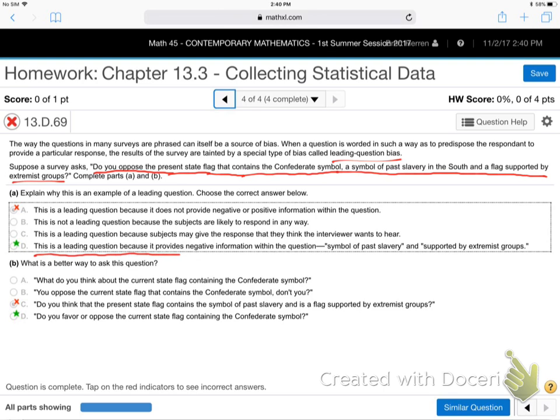This is leading question bias because it provides strong negative information. What's a better way? Do you favor or oppose the current state flag with the Confederate symbol? Just neutral, right? I mean, we laugh, but today, real life, people supposedly do these surveys all the time, and this happens.